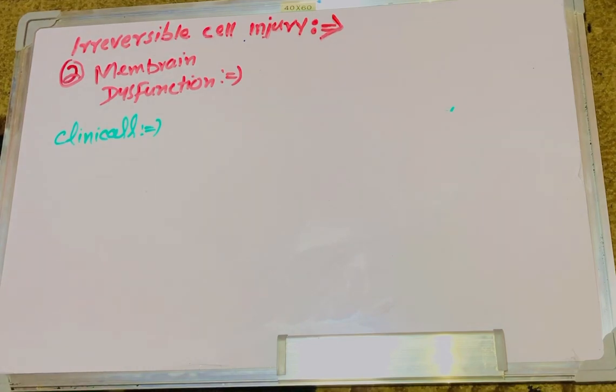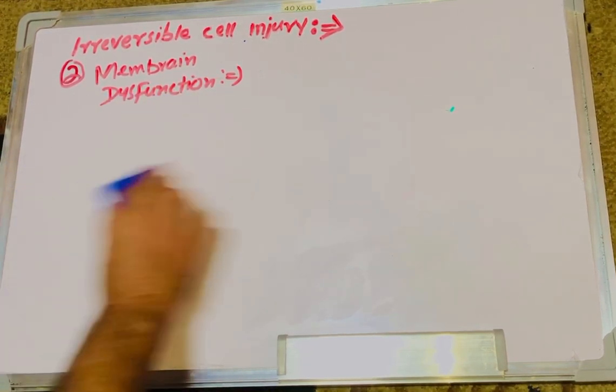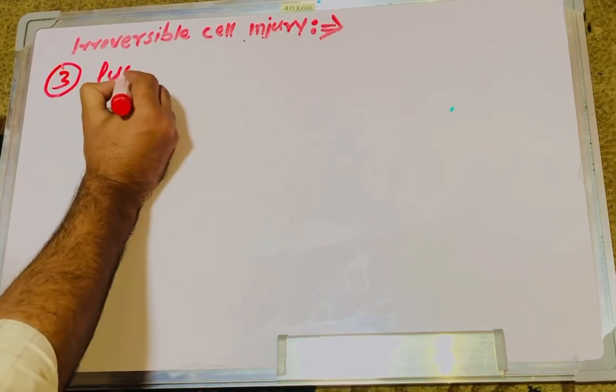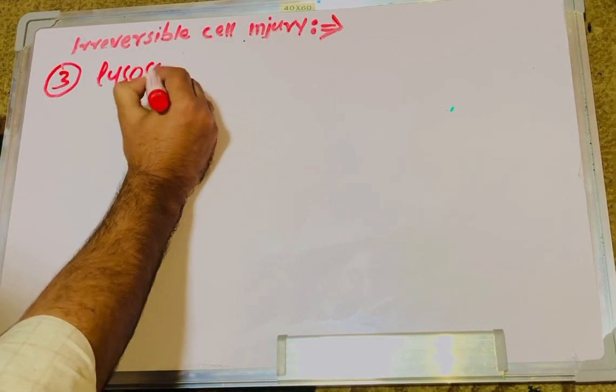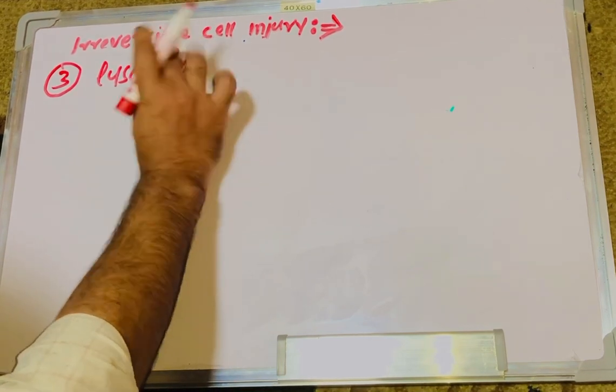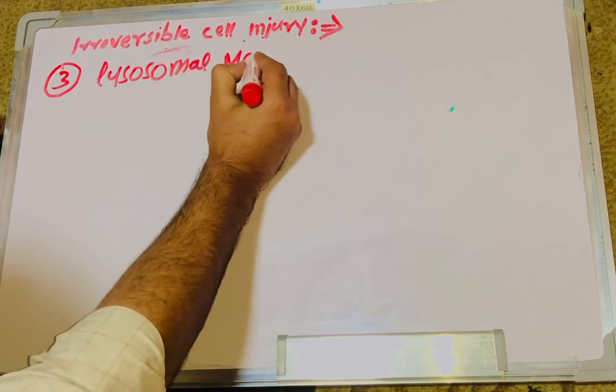Similarly, in bile disease, we measure the alkaline phosphatase level. This is the extra information about the mitochondrial membrane dysfunction. Number three thing that happens in irreversible cell injury is lysosomal membrane damage.